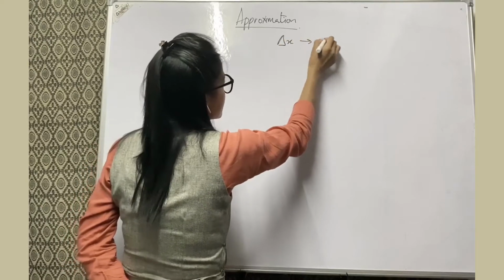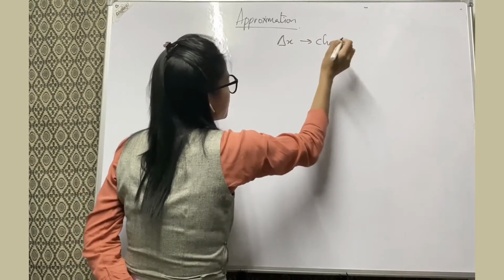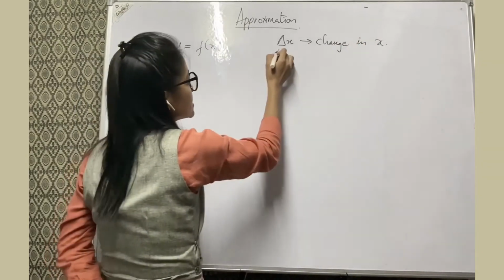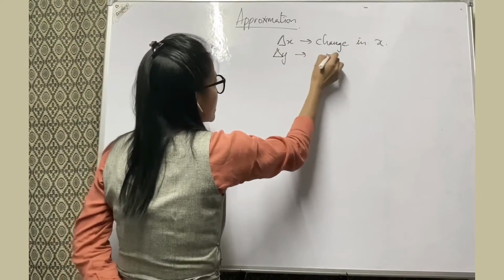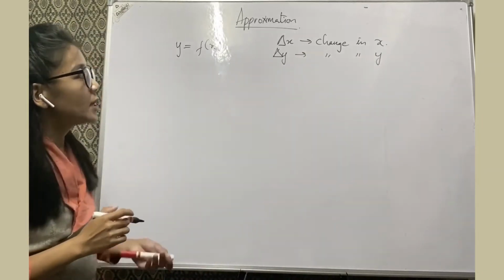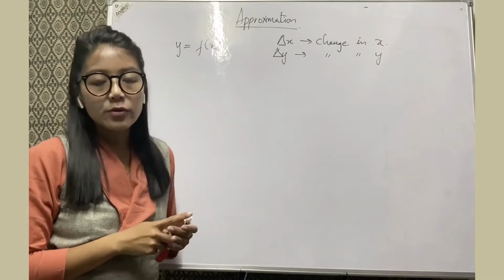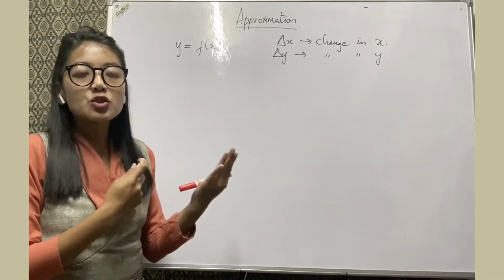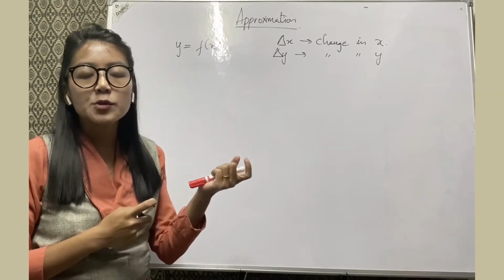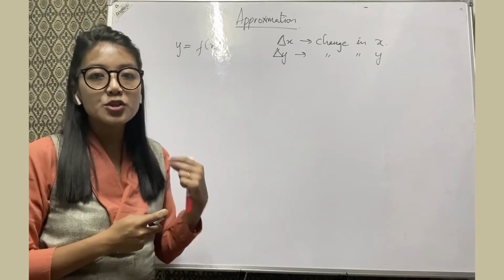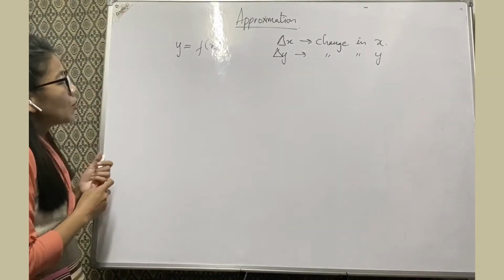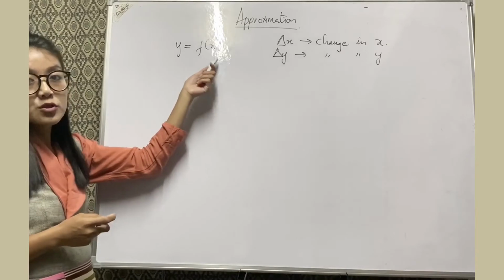Delta x is the notation which we use to denote the change in variable x, and delta y is the notation we use to denote the change in y. So when you make some changes on x, there will be a corresponding change on y. The change you make on x is denoted by delta x, and the corresponding change on y is denoted by delta y. Now my original function is y equals f of x.